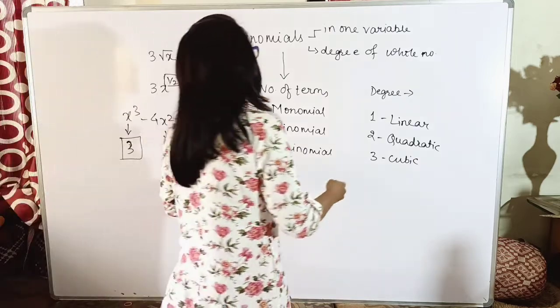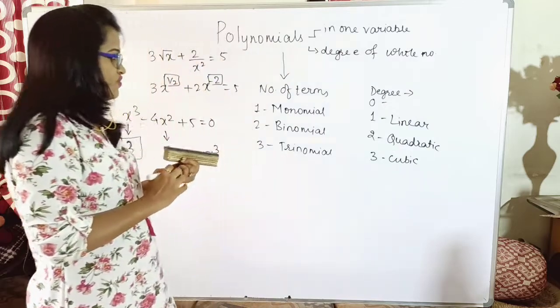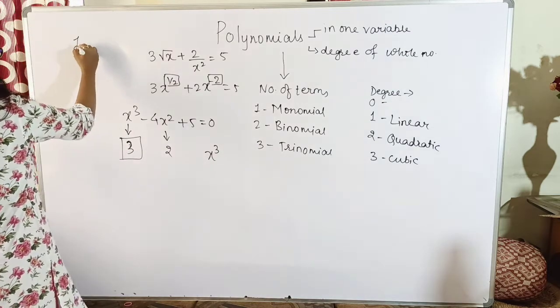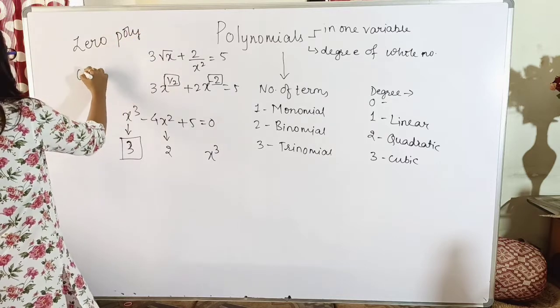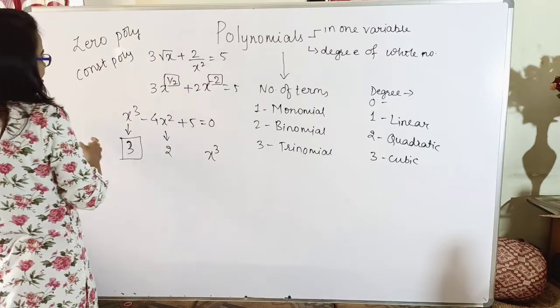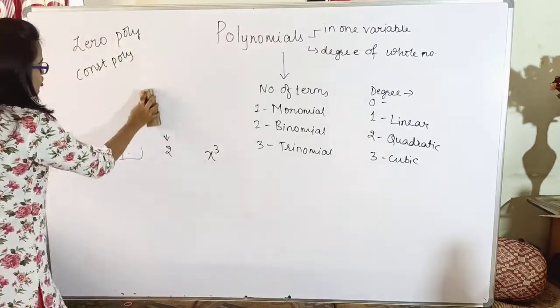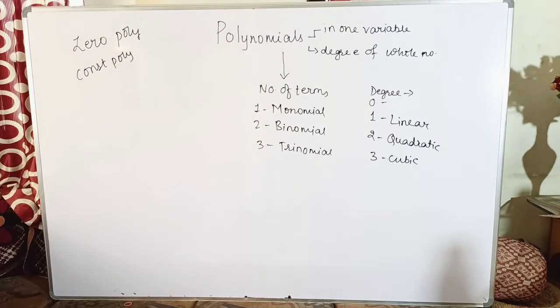Now what will be the type of polynomial if the degree of the equation is 0? You have learned this in your previous class. Do you remember the concepts of zero polynomial and constant polynomial? These two types of polynomials you have seen in your previous class, isn't it? What is a zero polynomial? A polynomial whose value is 0 is called a zero polynomial.